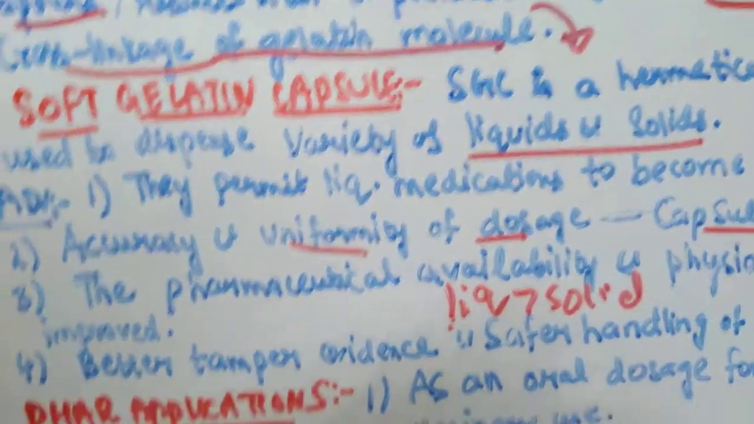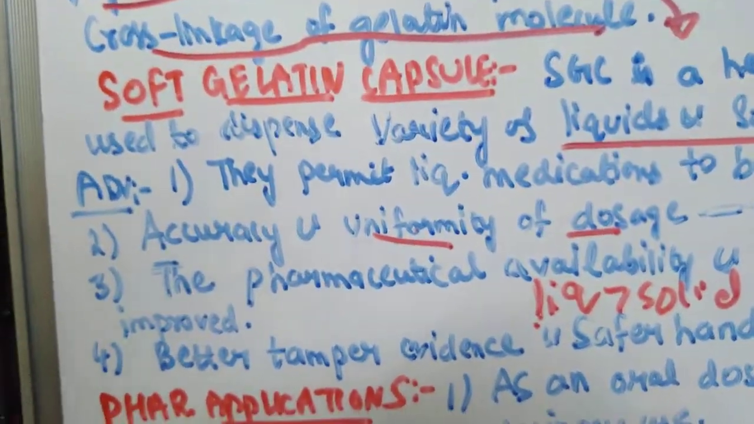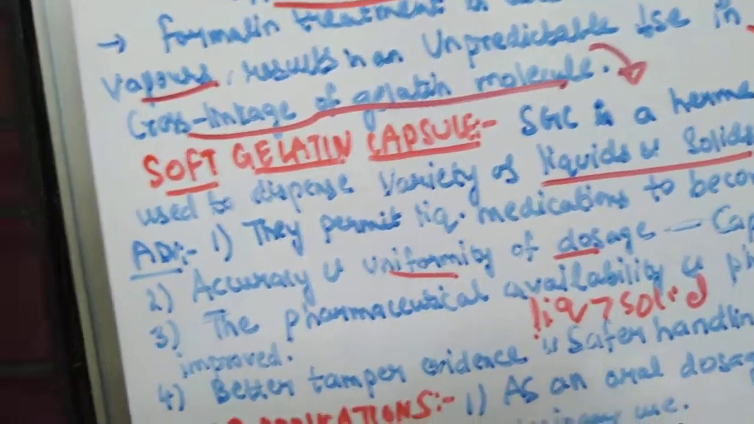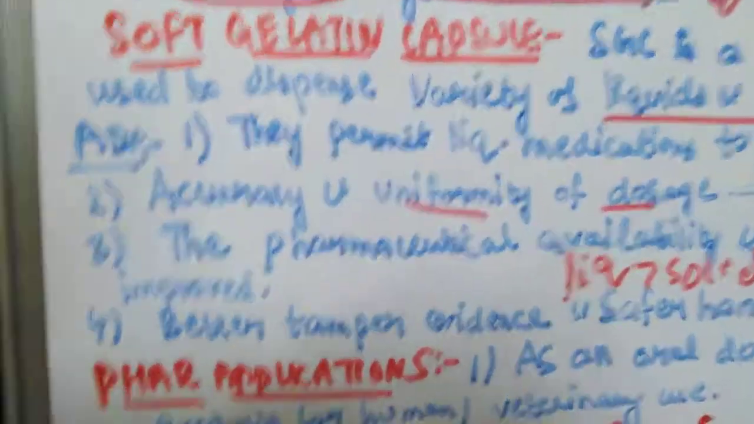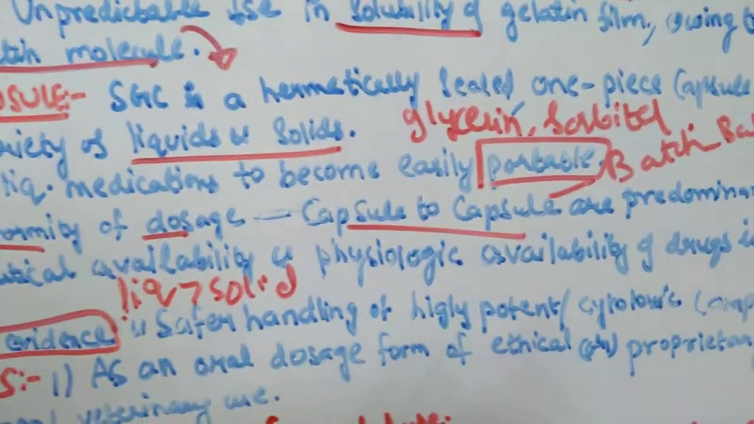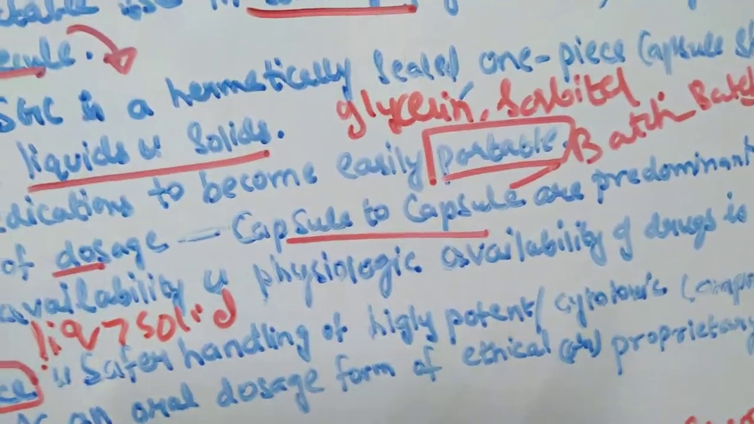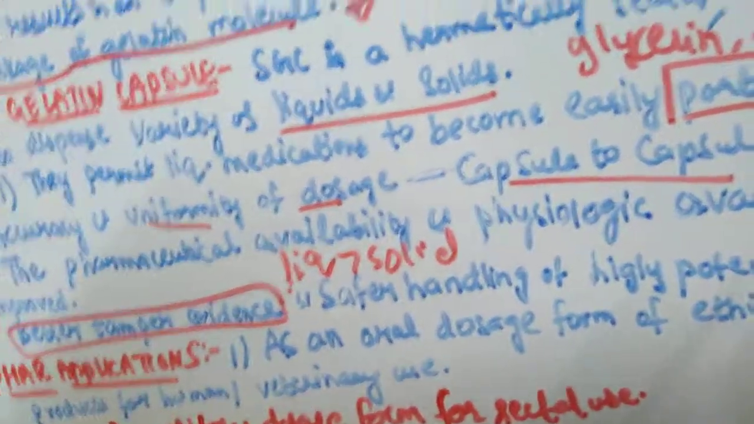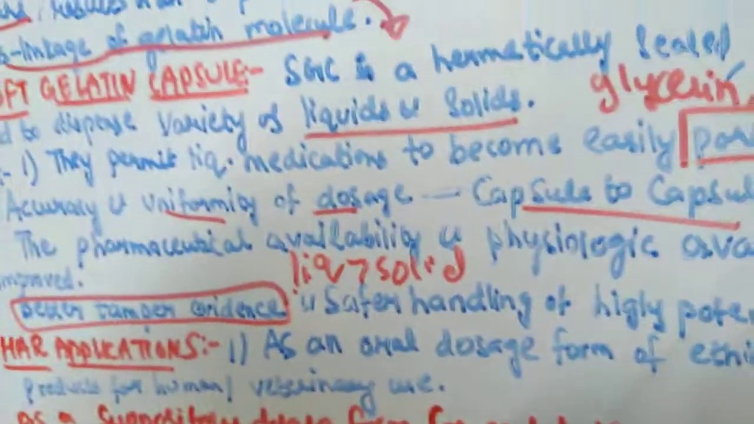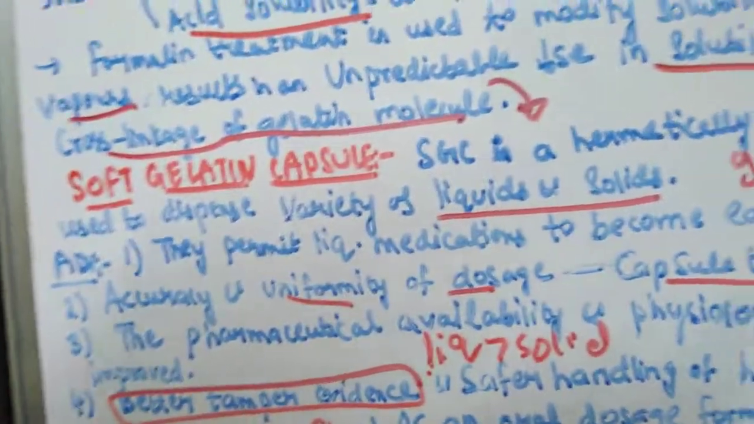The next advantage will be a better tamper evidence. Tampering means you are breaking it. Tampering will lead to breakage, visible leakage and puncturing. But whenever you are tampering with it, it provides better evidence that it is leak proof. So there is a better tamper evidence. Next, safer handling of highly potent and cytotoxic compounds, because they are sealed, so you can protect the potent drugs or cytotoxic compounds inside your soft gelatin capsules. So these are your advantages.